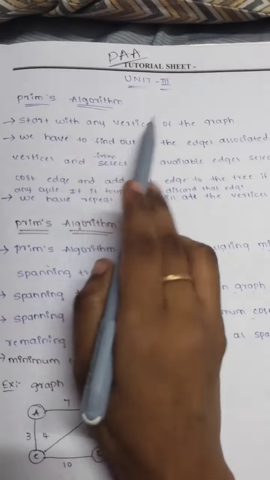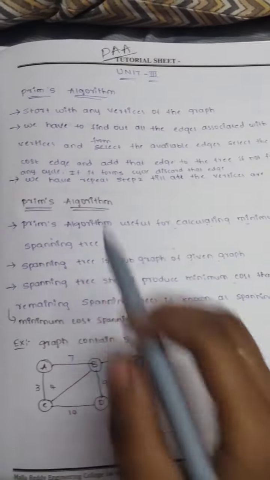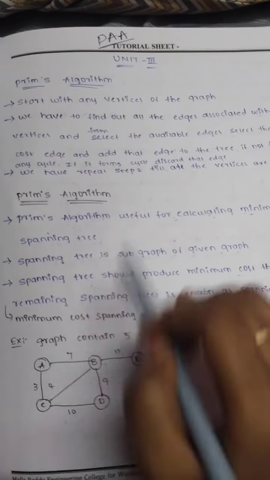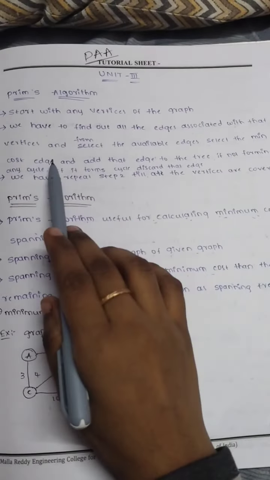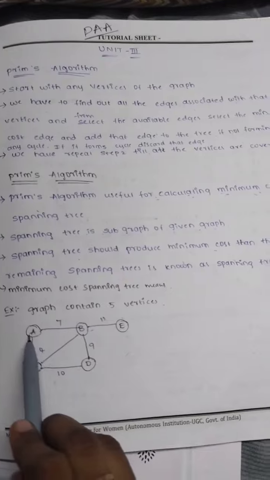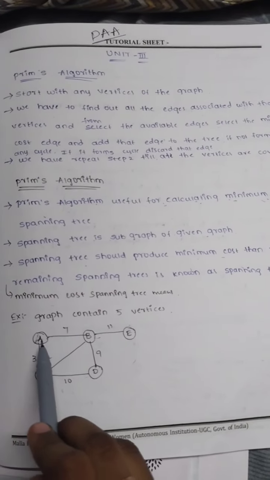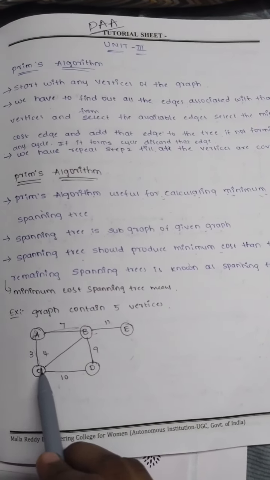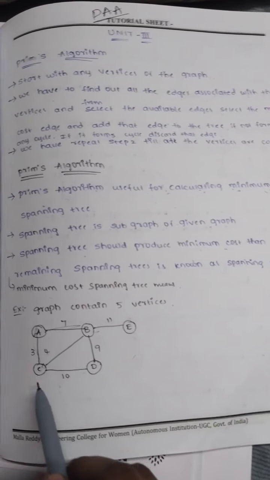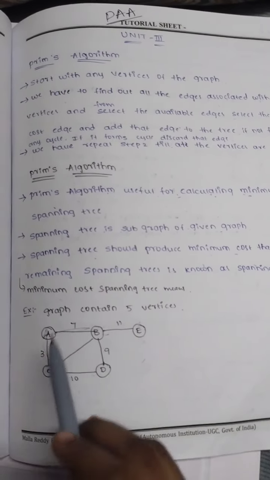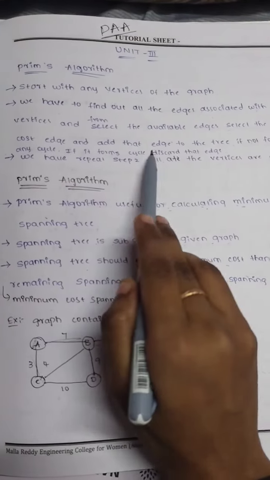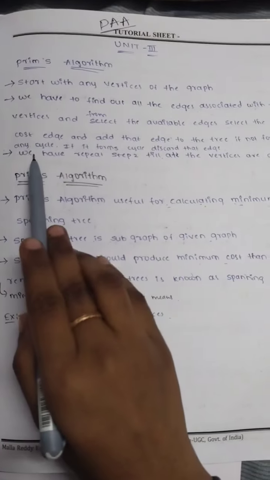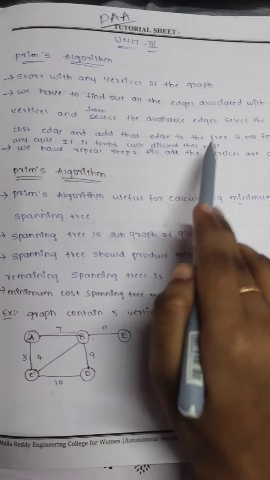So, in Prim's algorithm, we can start with any vertex of the graph. Then we have to find all the edges associated with that vertex. If we select one vertex as A, we have to select all the associated vertices. Here the associated vertices of A are C and B. From the available edges, select the minimum cost and add that edge to the tree if it is not forming any cycle. If it forms a cycle, discard the edge.